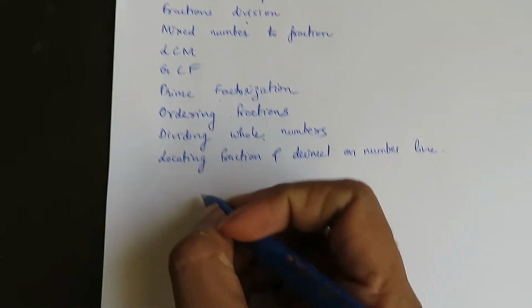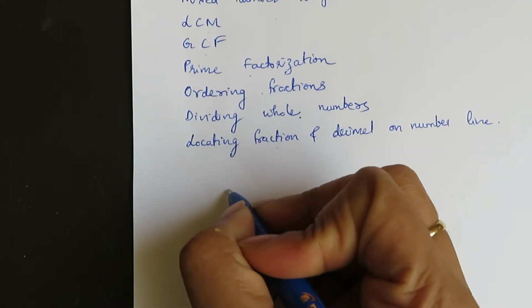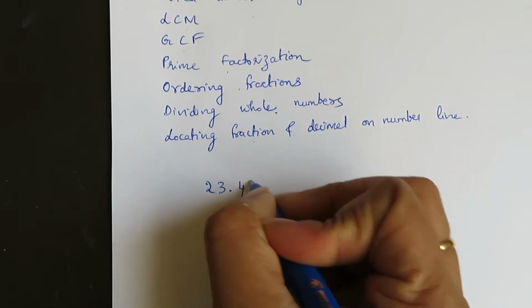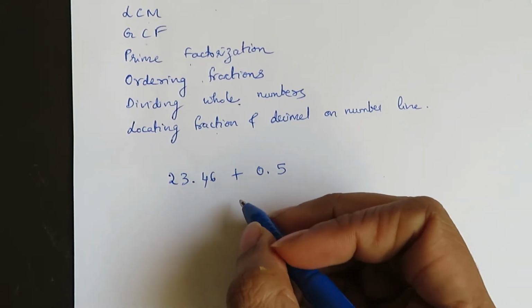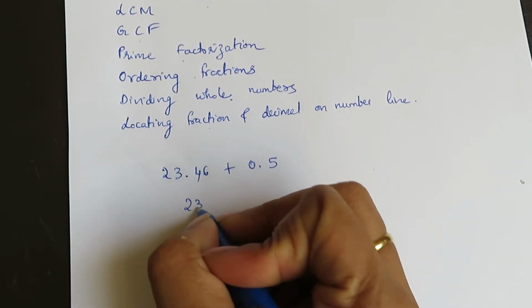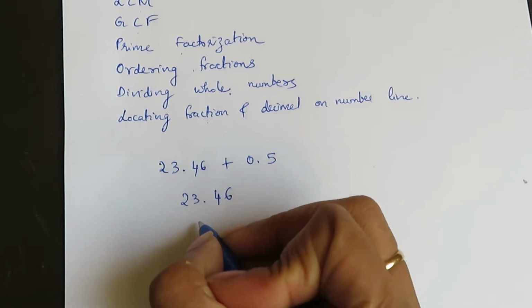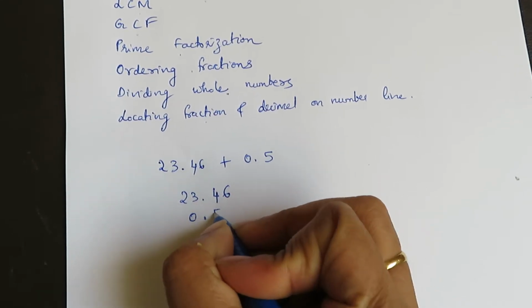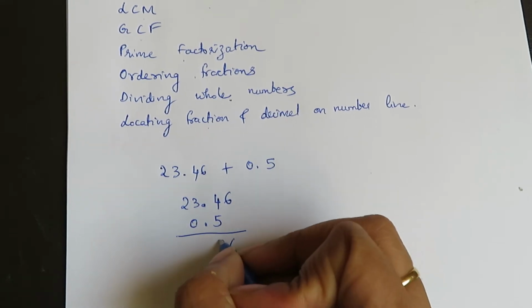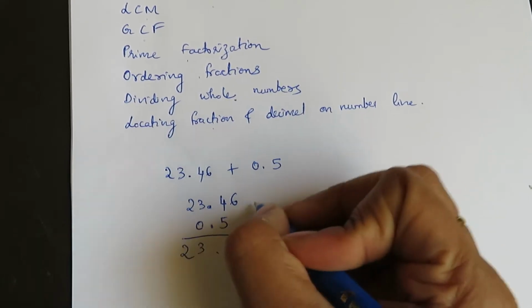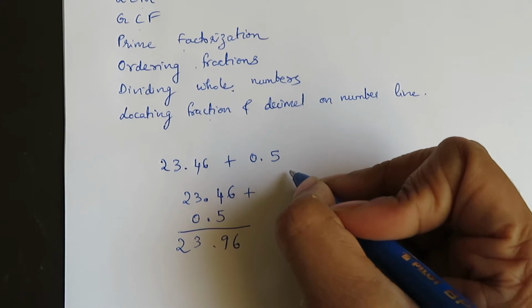Let's see how to do decimal addition. If you have two numbers like 23.46 plus 0.5, always make sure that the decimals come one below the other. So 23.56, and you make sure that your decimals come one below the other. So the final answer will be 23.96. This is when you add two decimals.